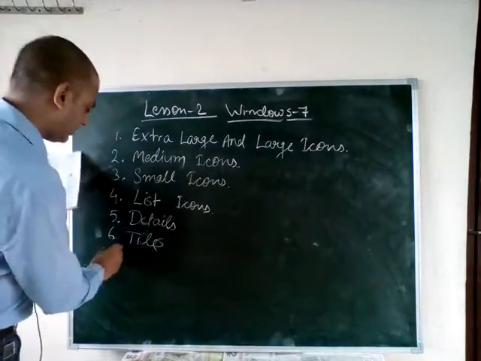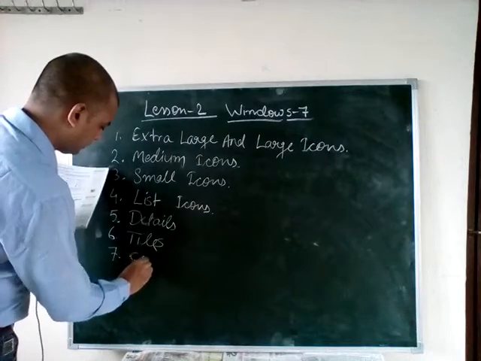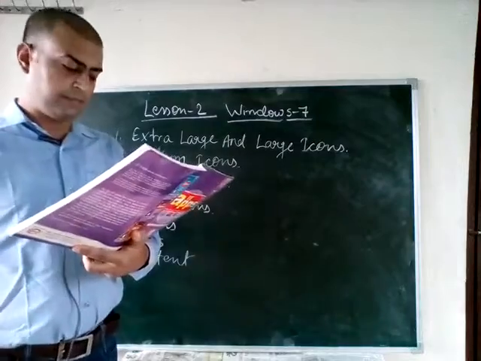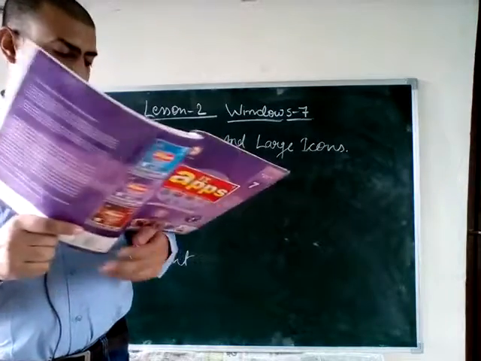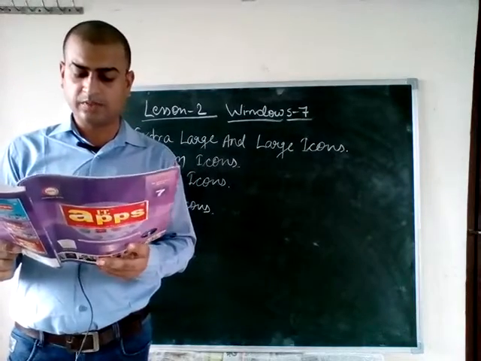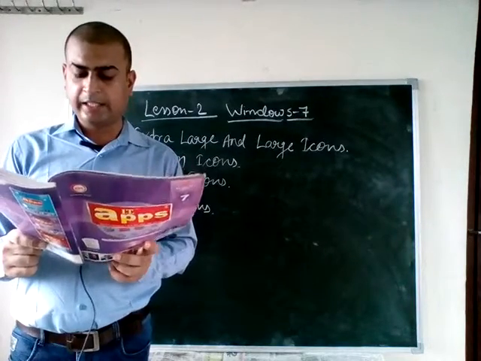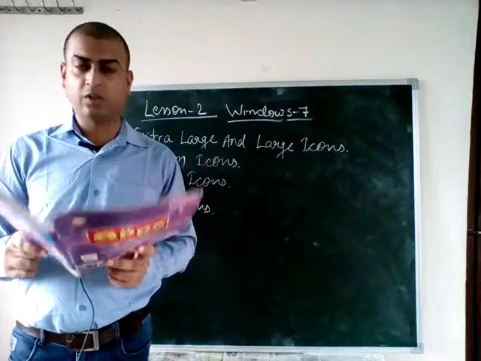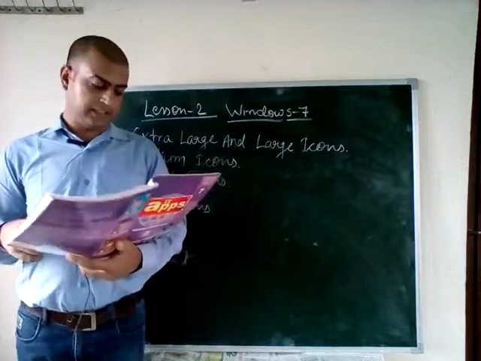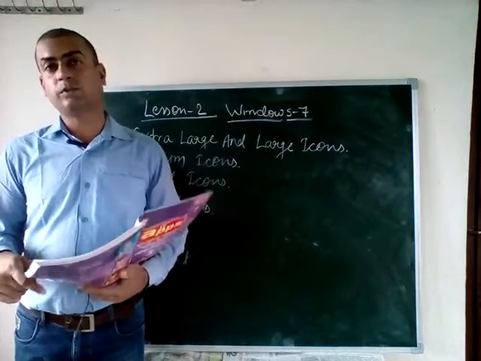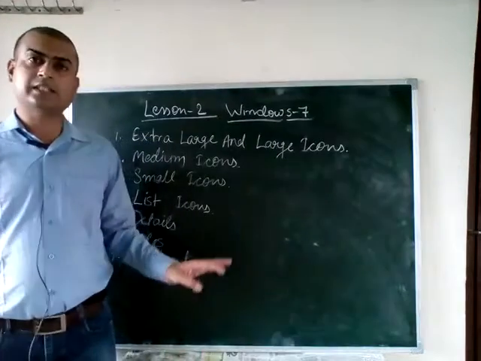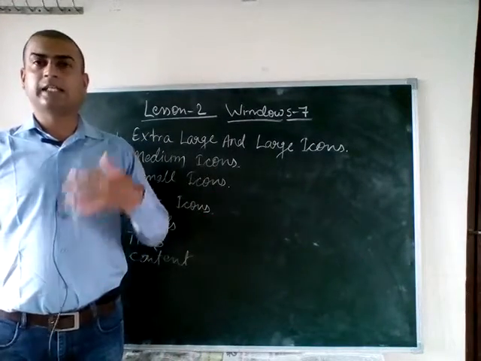Then the next is your content. What is the meaning of this content? It displays the files and the folders on a separate row along with their detailed information like date modified, size, author, etc. So if you want to display detailed information, then content view is the most appropriate view. So these are certain views in which we can display the files and the folders in our computer system.